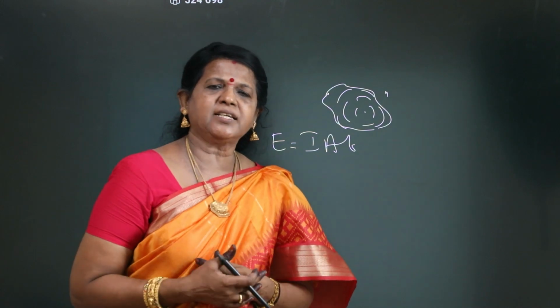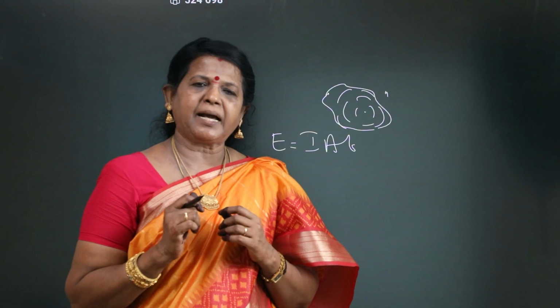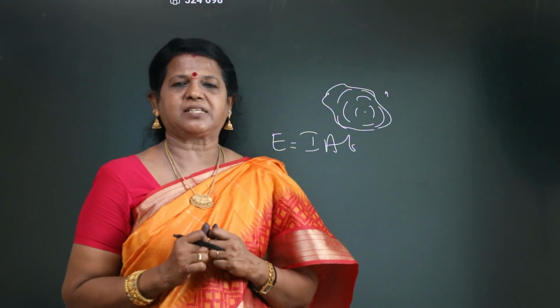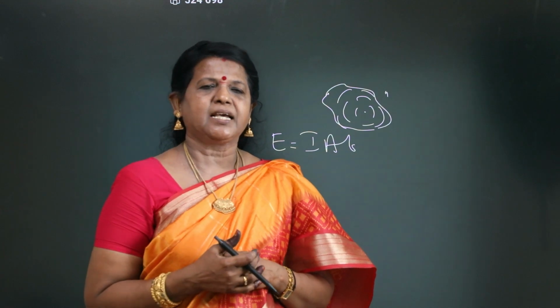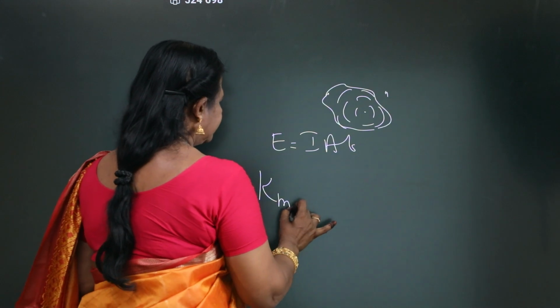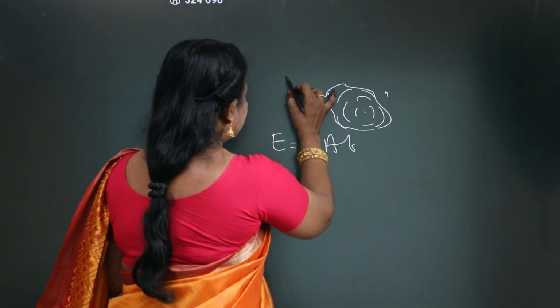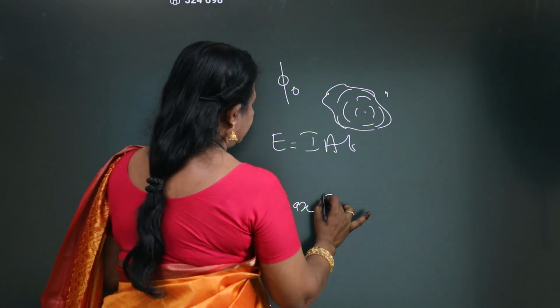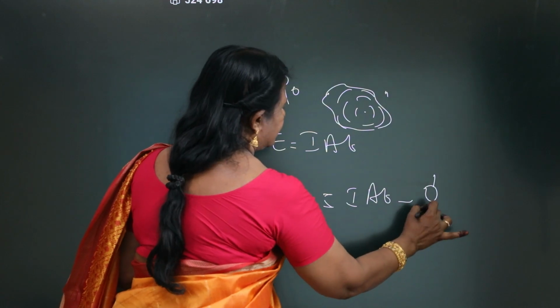When this energy is absorbed, the most energetic electron is released with maximum kinetic energy K max by overcoming the surface energy barrier, or the work function phi naught. This is expressed as K max is equal to I A t minus phi naught.